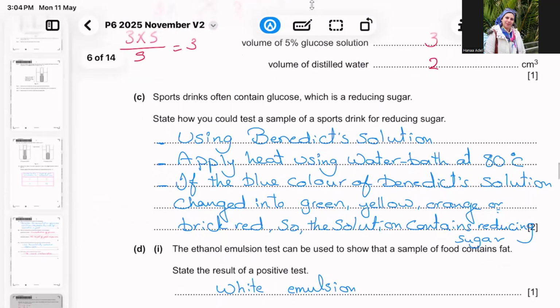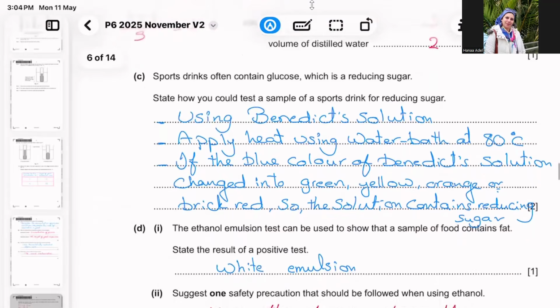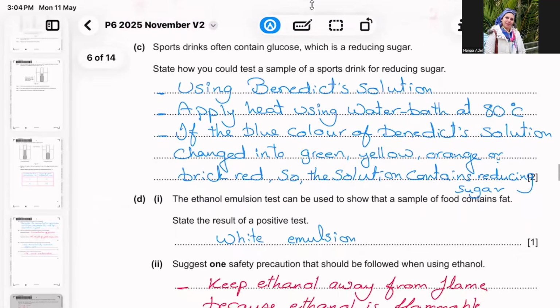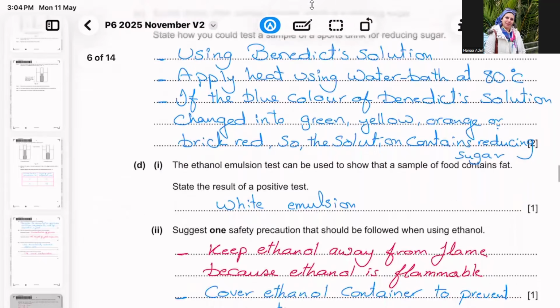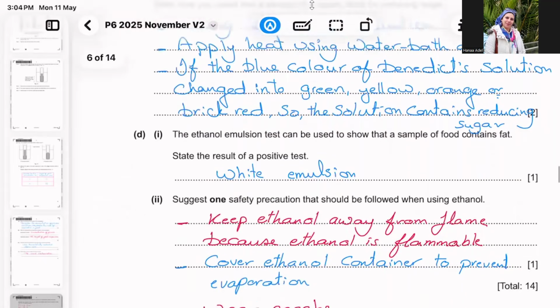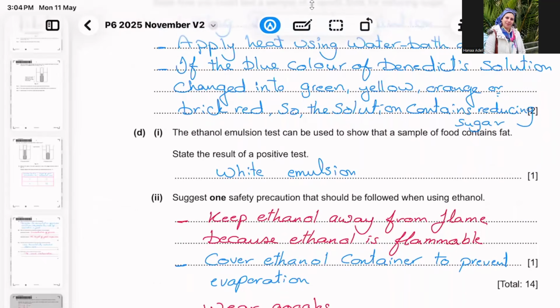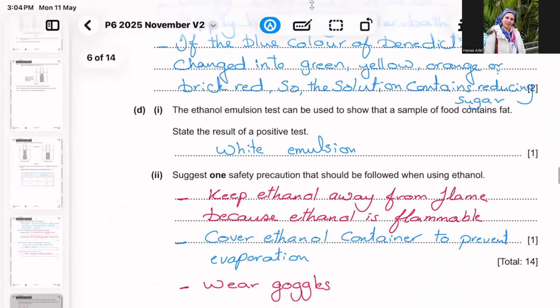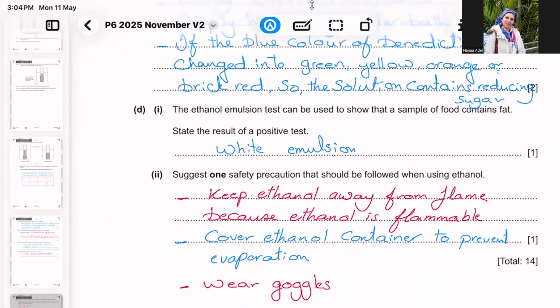Suggest one safety precaution that should be followed when using ethanol. We know that ethanol is flammable and volatile. So we have to keep ethanol away from flame because it is flammable, and we have to cover the ethanol container to prevent evaporation, and also wear goggles. The priority is the flammable, so keep it away from the flame. If you want to add more points, cover it or wear goggles.